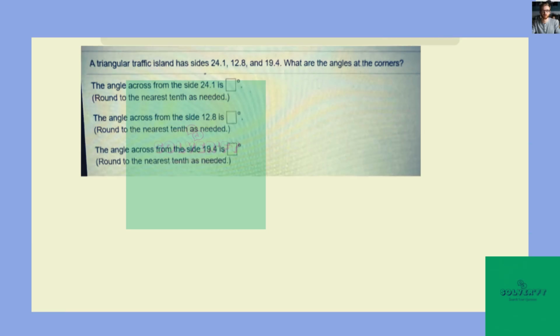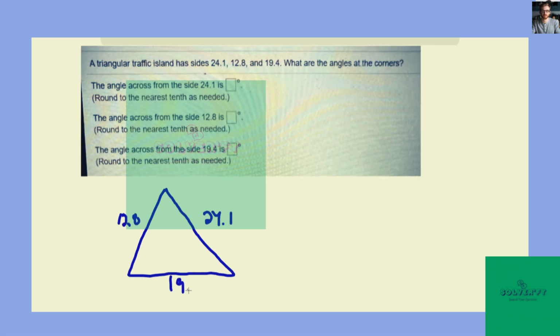Let's get a visual of this triangle. Don't worry about it being to scale, but we've got one side that's 24.1, another that's 12.8, and a third that's 19.4. We want to know what the angles at the corners are.